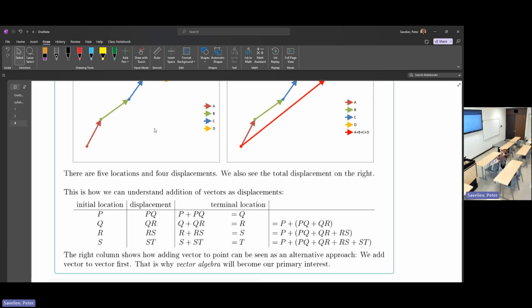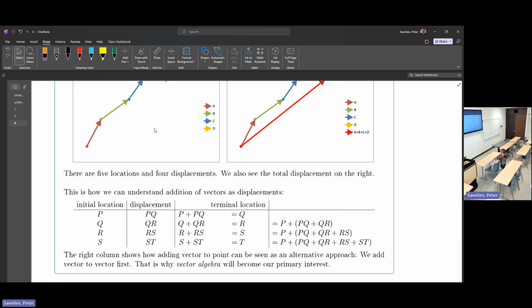So these are locations on the left, displacements are the vectors PQ, QR, RS, and ST, and then you are progressing from point to point to the next. P plus PQ gives you Q, that's where you are, then Q plus QR gives you R, and on until you reach the point T on one hand. But we are not stopping here.